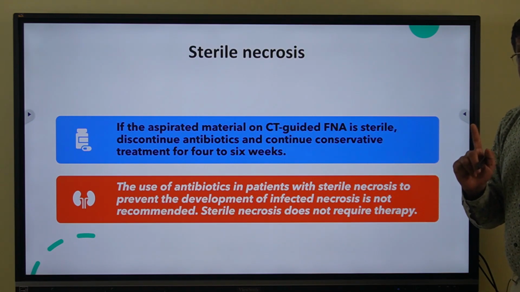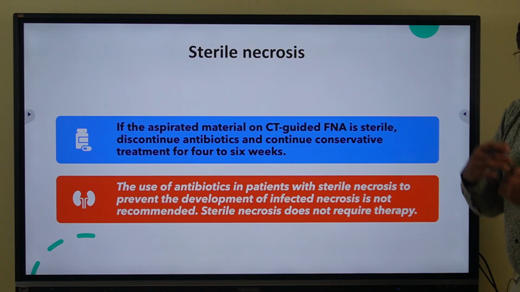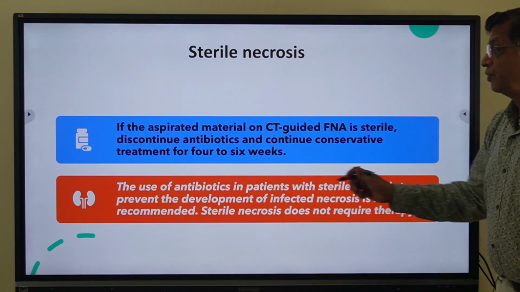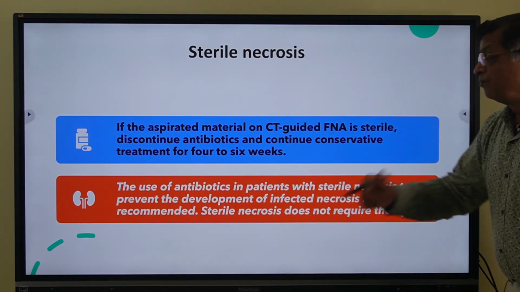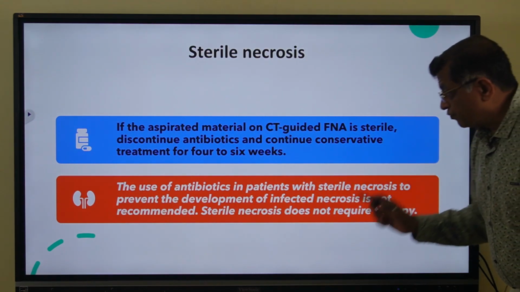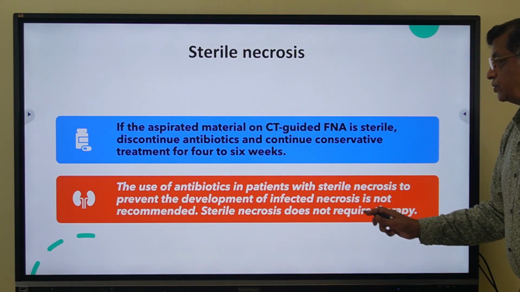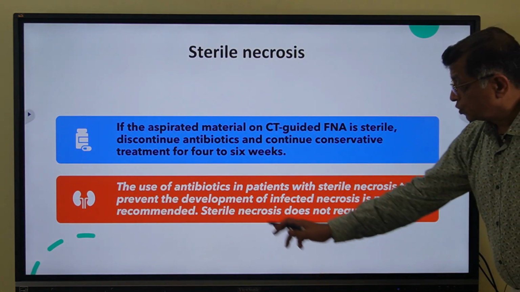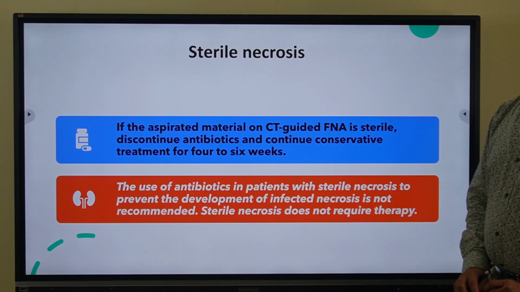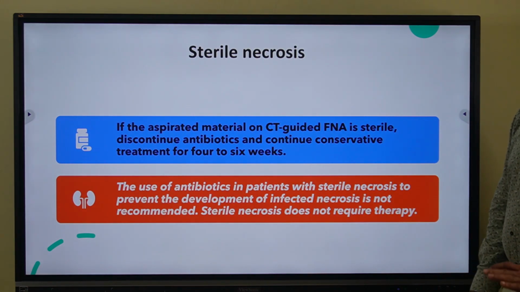This is the most difficult step because most of the physicians are not willing to stop antibiotics. Discontinue antibiotics and continue conservative treatment for 4 to 6 weeks, because the use of antibiotics in patients with sterile necrosis to prevent the development of infected necrosis is not recommended. So sterile necrosis does not require any treatment. Right? So if the FNA is negative, then stop antibiotics.